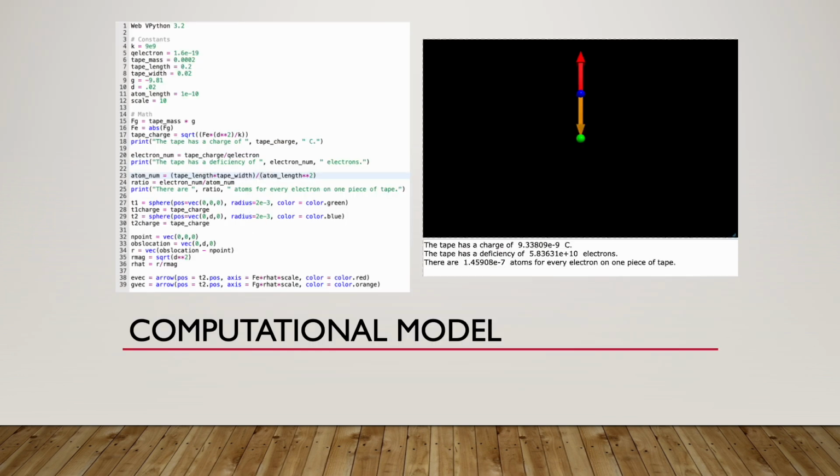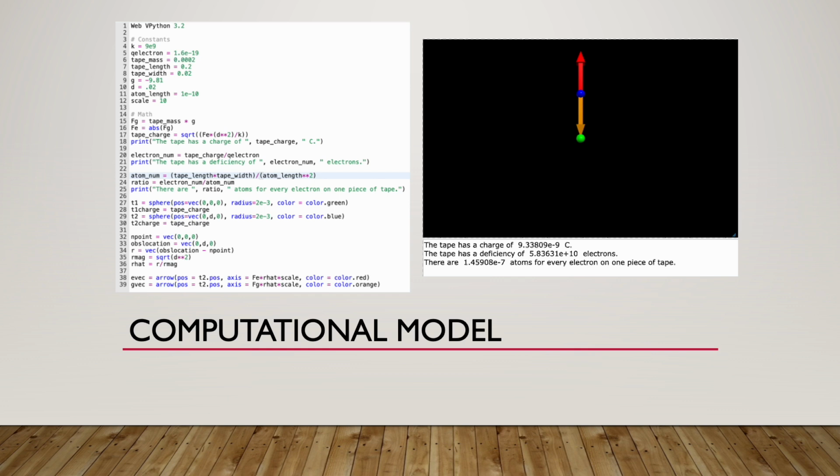And then just to explain the code we did, some of the initial conditions were the K constant, the charge of an electron, the tape mass as 0.0002 kilograms, the tape length, the tape width, and these are all in meters, the gravitational acceleration, the separation distance, the length of an atom, and the scale of the arrows.